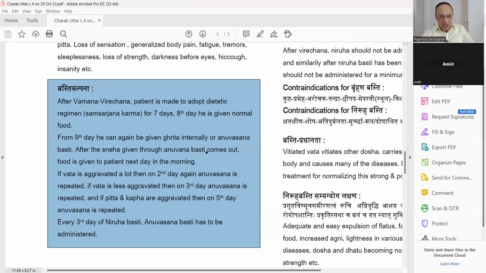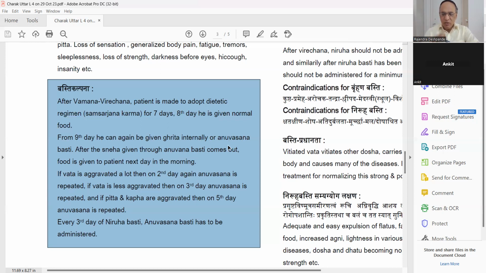Okay. So he will be given Snehana, Svedana, Anuvasana Basti. First write down two important types of Basti. Please write down, very important. Two types of main Basti. One, Anuvasana Basti, A-N-U-V-A-S-A-N-A. Anuvasana Basti is equal to oil enema. Please write down, oil enema, Taila Basti. This is the first type.